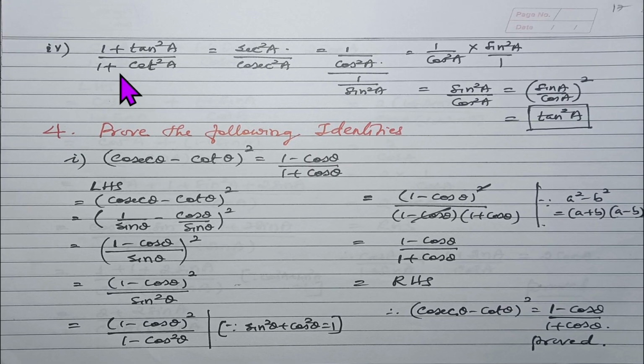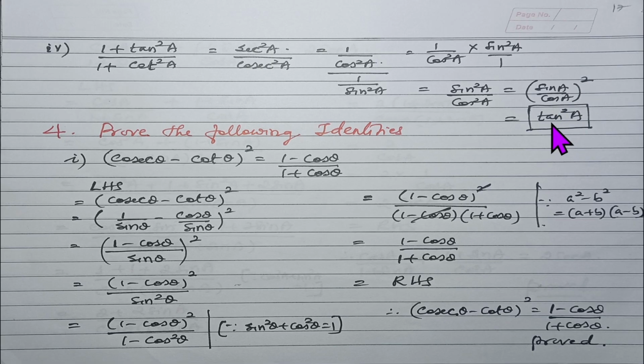Now coming to the fourth example, the answer for this is tan square A. Now let us justify this. 1 plus tan square A is sec square A, because it is an identity. 1 plus cot square A is cosec square A, again an identity. And sec square A is 1 by cos square A, cosec square A is 1 by sin square A. Now taking this sin square A on the top, we get sin square A by cos square A, which is sin A by cos A whole square, and sin A by cos A is tan A, and tan A whole square is tan square A, and that's the correct answer.